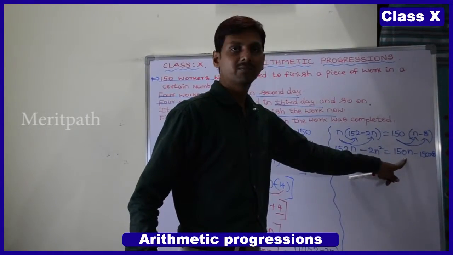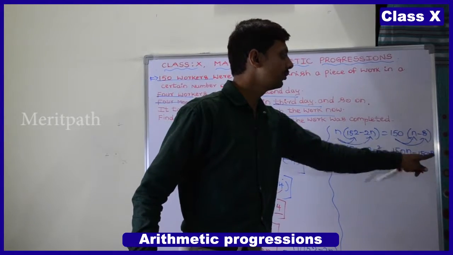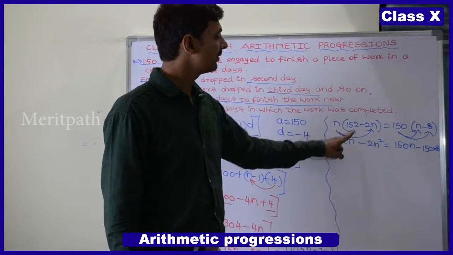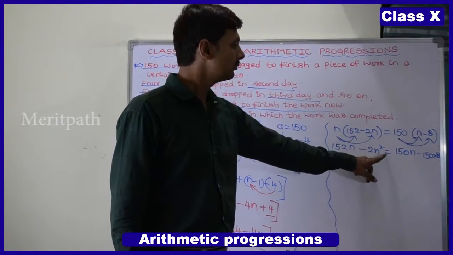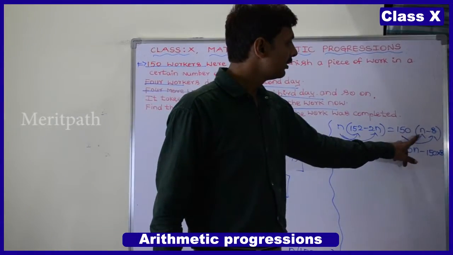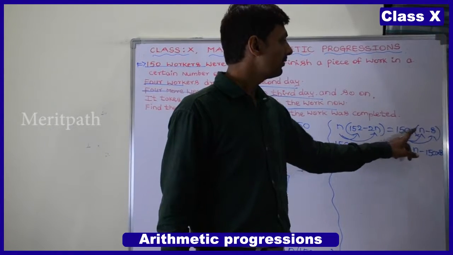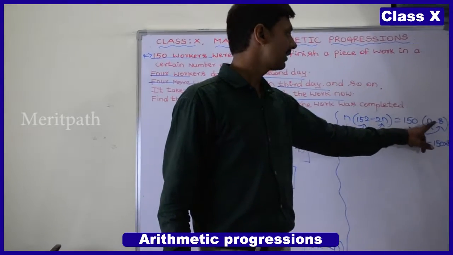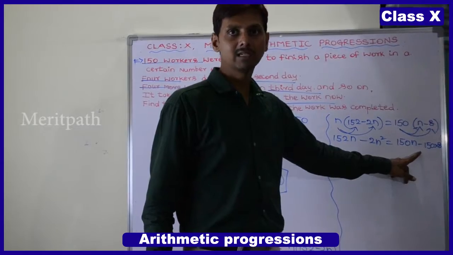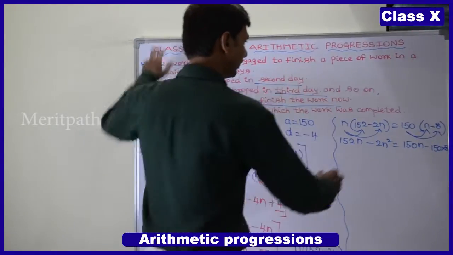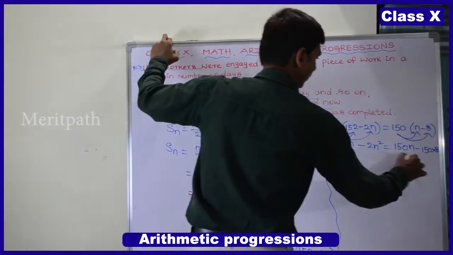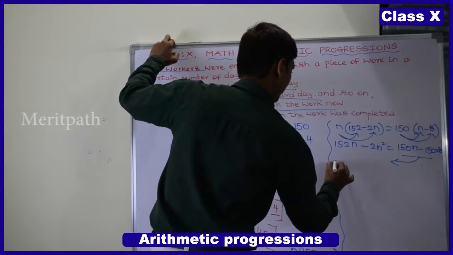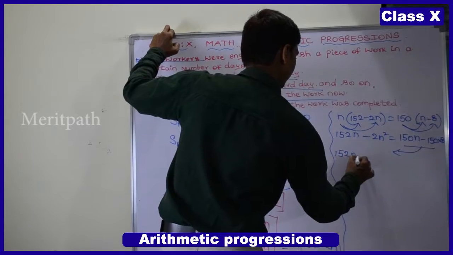150 into n, 150n minus 150 into 8. So n into 152 is 152n, n into 2n is 2n square equals to 150 into n is 150n, 150 into 8. There is a subtraction here, so we have written minus symbol. Let us see here. After taking these two values to left hand side, so 152n minus 2n square.